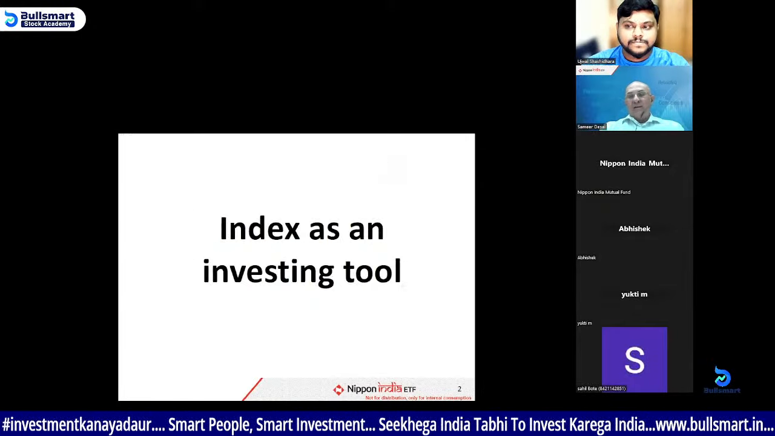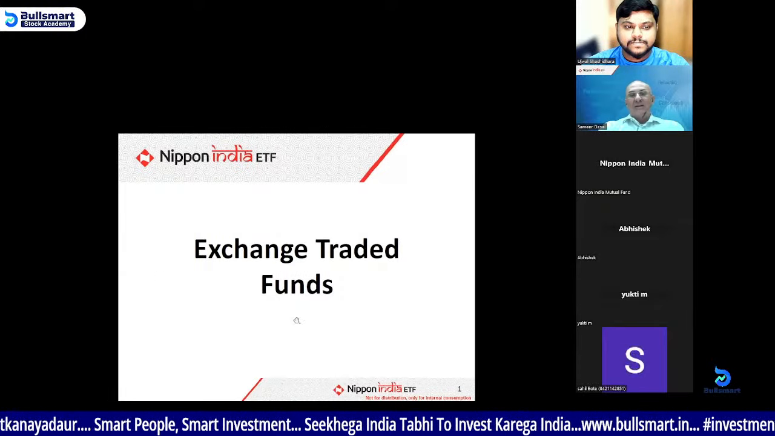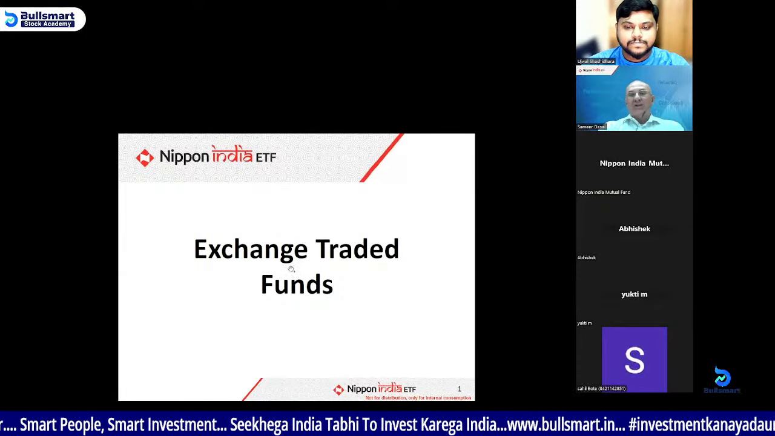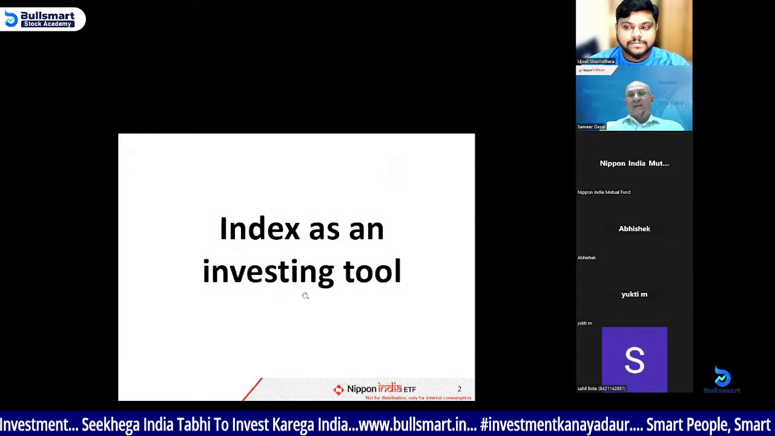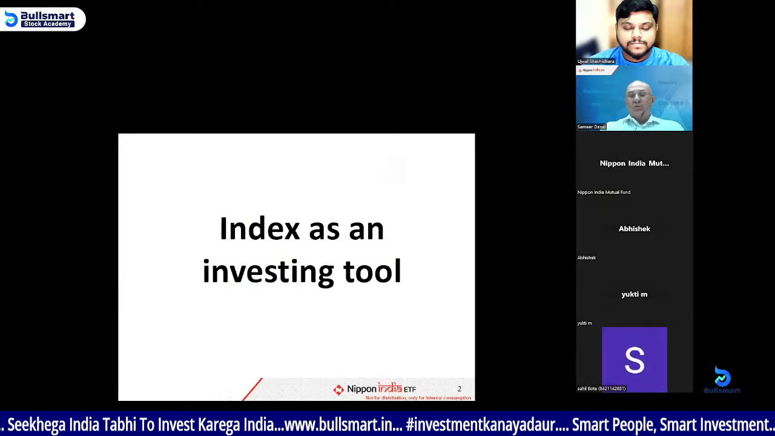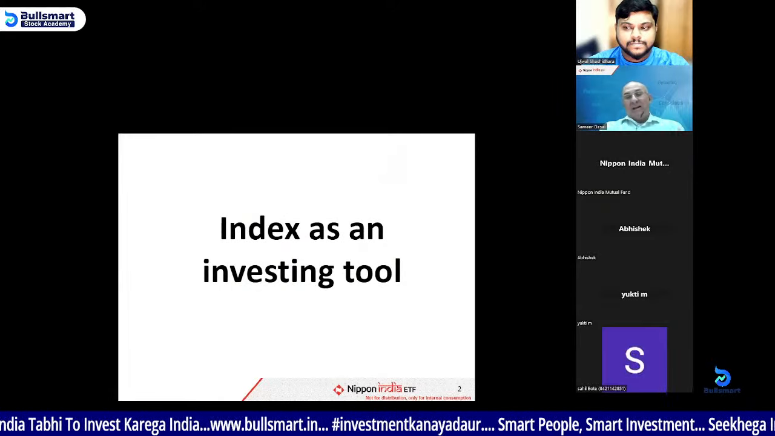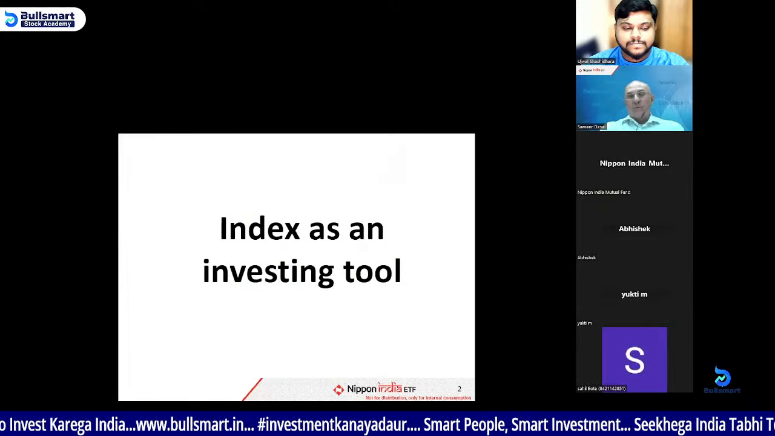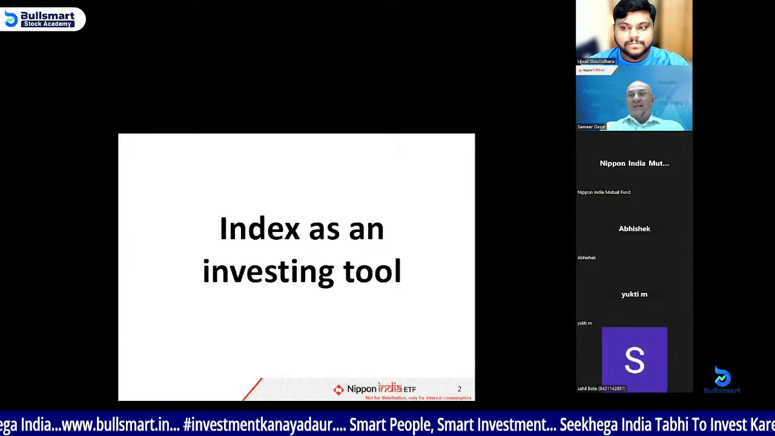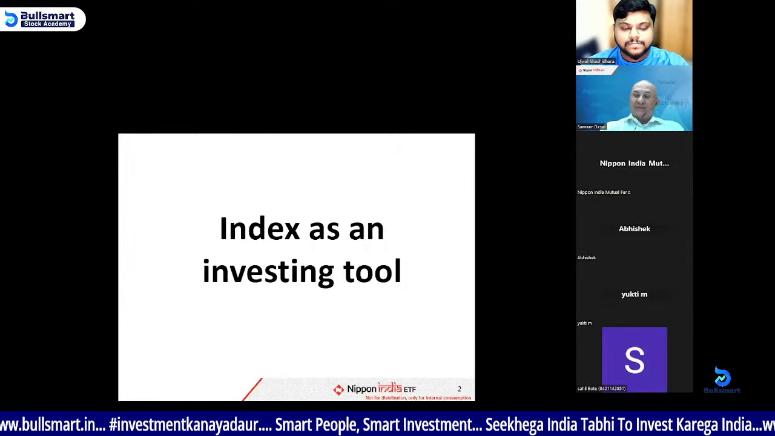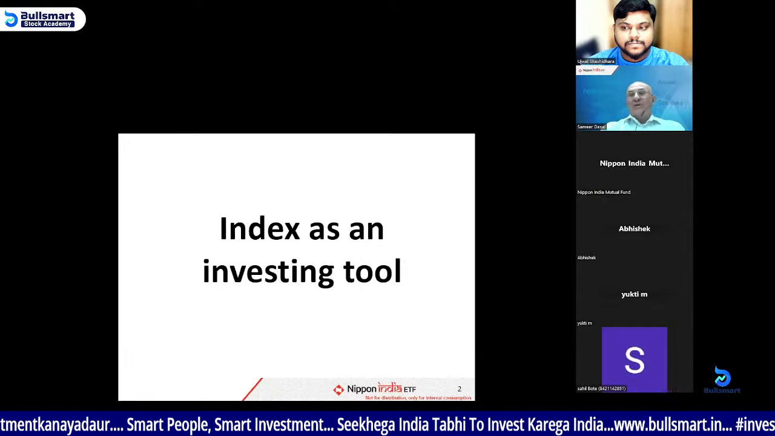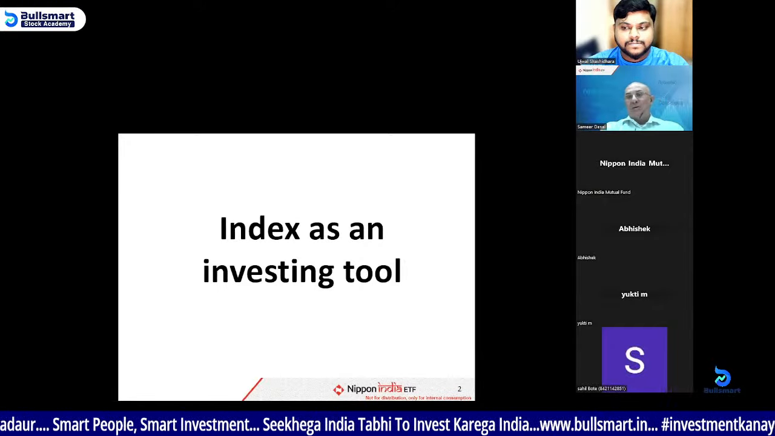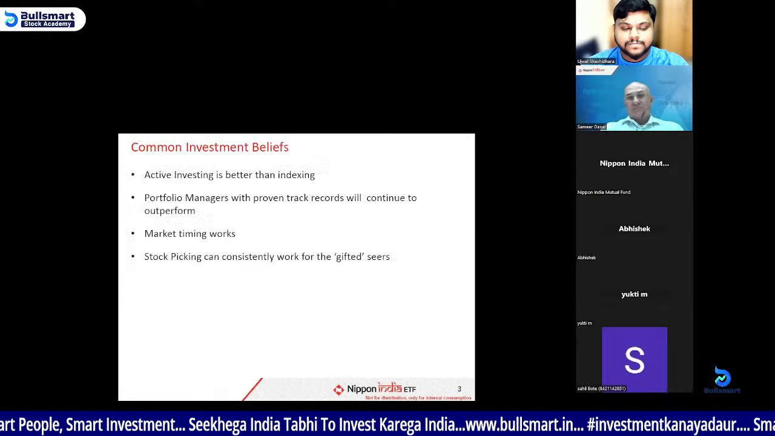As I said, ETFs are nothing but exchange traded funds. That is what ETF stands for. So index investing, why is it so advantageous? Let me also say that some of the largest mutual fund schemes in the world are actually ETFs. In fact, the largest mutual fund scheme in India currently is also an ETF. That's how popular ETFs are.